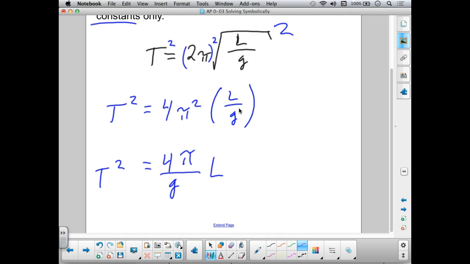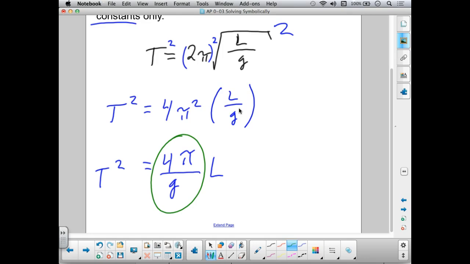L now has just a constant in front of it. And this alone right here, even if we paused at this step, tells us something very important, that the period is related to just a constant times the string length for a simple pendulum, which is pretty cool. That the time it takes for a pendulum to swing back and forth depends only on the length, at least for fairly simple pendulums. But we're not done yet.